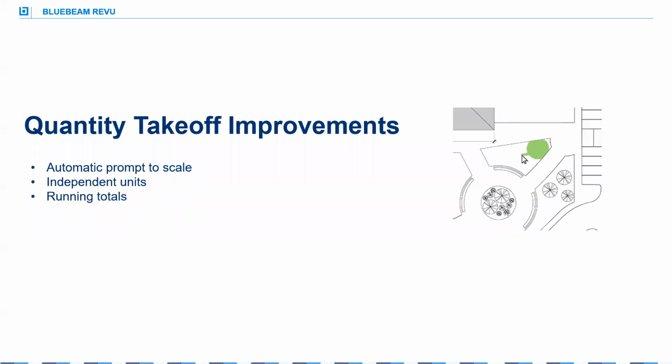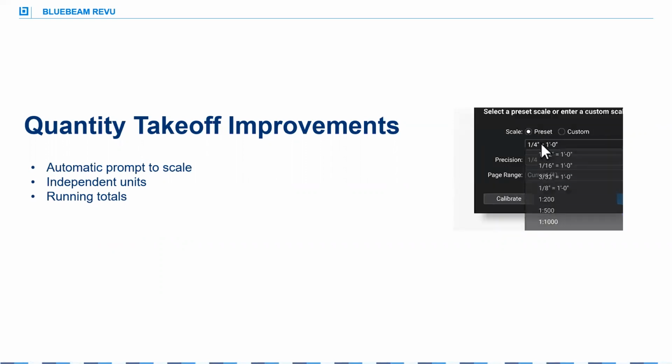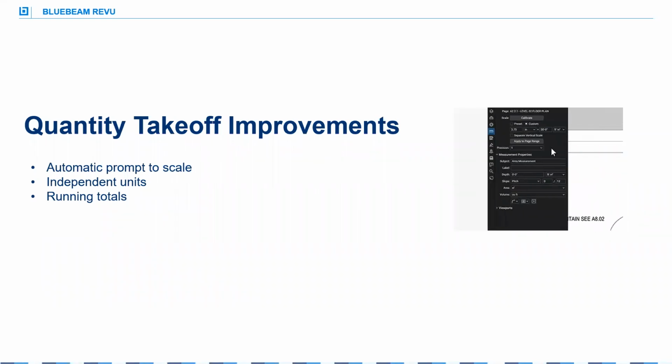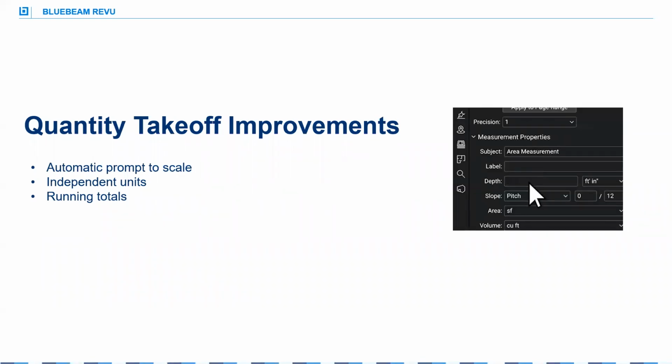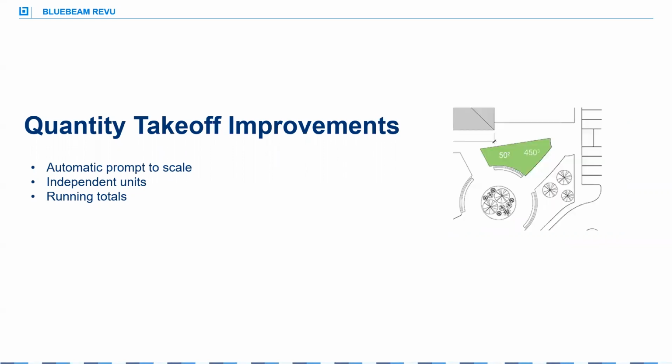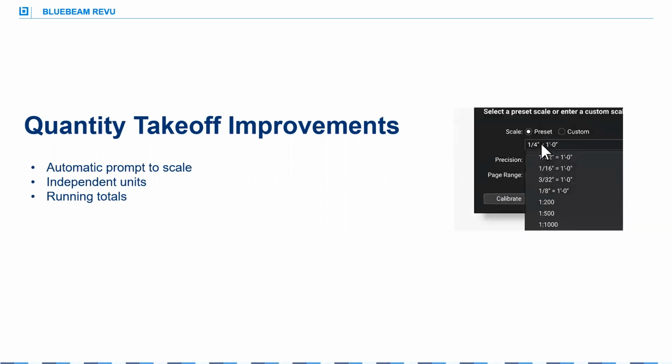Okay. Our next improvements are quantity improvement takeoffs. So we've got an automatic dialog box that'll pop up when you're doing any measurement tools. And you can scale it in two different ways now. I've got independent units. So as I'm making markups, such as area or volume, I can now set them in different units. And I've got running totals.